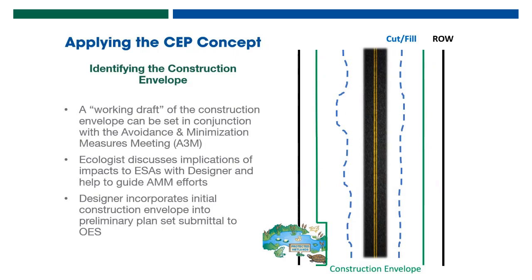So in application, here you are at A3M. The working draft would be developed during the conversation between the environmental SMEs, particularly the ecologist, as it pertains to 404 waters, and the designers. And so acknowledging that there are constraints along a given roadway, and perhaps jogging the access areas to go around a wetland, for example.